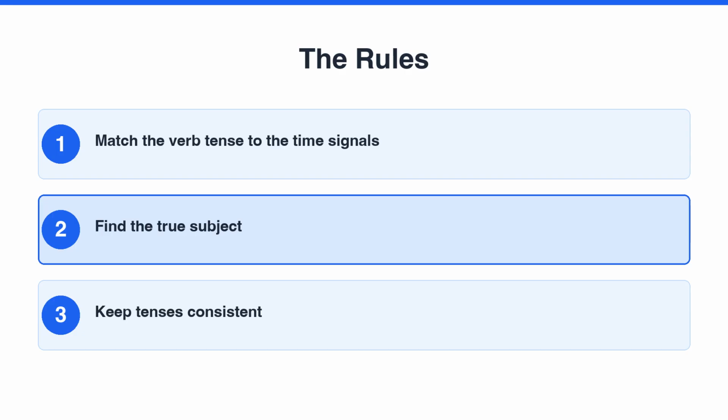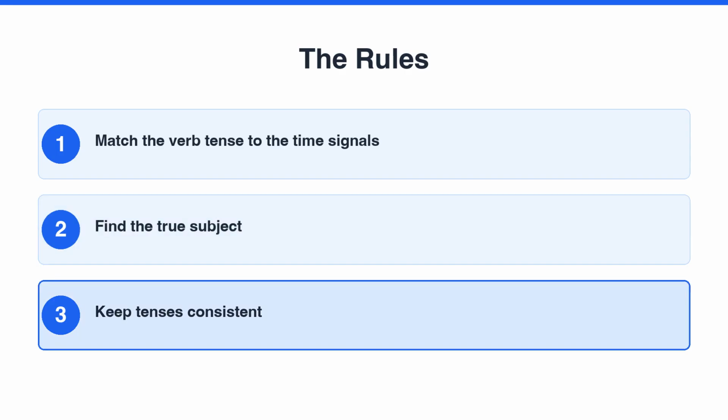Rule 2. Find the true subject. The SAT loves to hide the real subject behind long prepositional phrases, appositives, and parenthetical asides. The collection of rare paintings on display. Is it is or are? The subject is collection, not paintings. Cross out the phrase between the subject and the verb, and the answer is obvious.